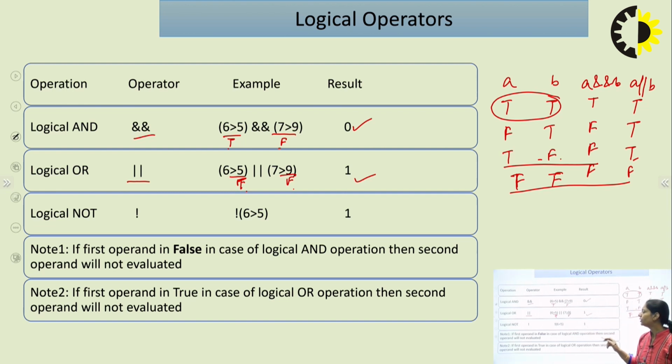The logical NOT is just a negation. If the value of A is true, the NOT of A would be false. If the value of A is false, the NOT of A would be true. So it just negates the value. So 6 greater than 5 is true. So NOT of true would be false. So the result over here would be 0.